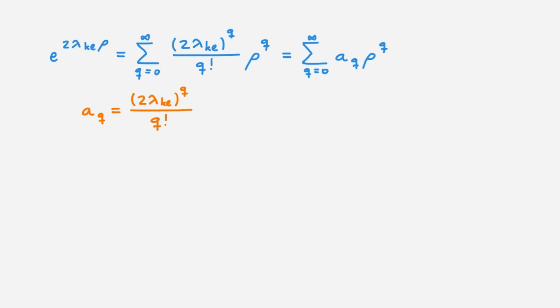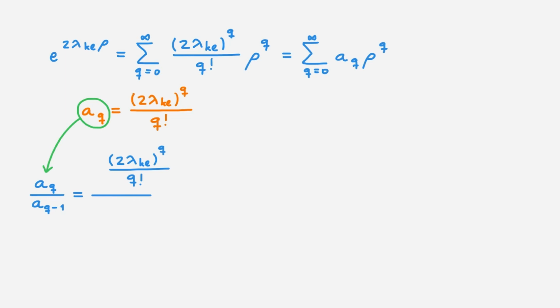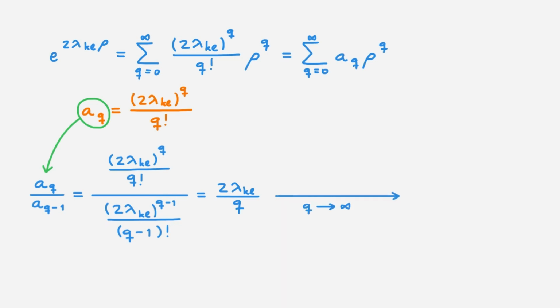We can now calculate the ratio AQ over AQ minus 1. Plugging in this definition, we get this for the numerator and this for the denominator. The two powers simplify to 2 lambda, and the two factorial terms simplify to q in the denominator. In the limit of large Q, we end up with the same ratio we had on the previous slide.